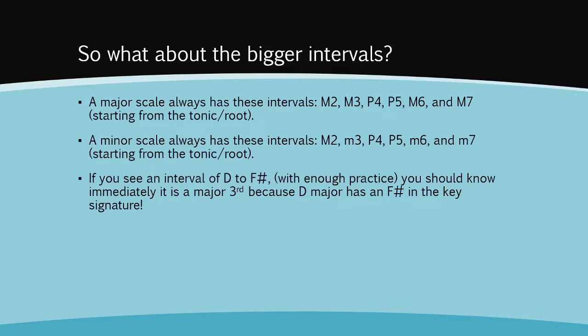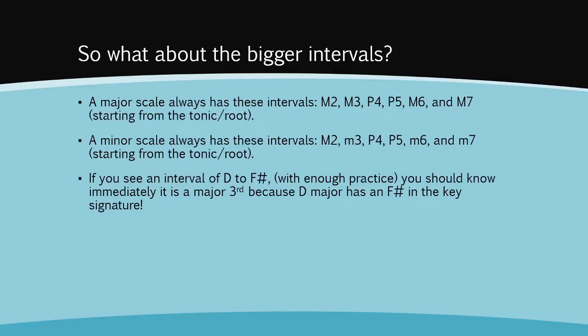Now, if you don't know the order of sharps and order of flats yet, that's fine. If you can't look at a key signature on staff paper and know what key it's in, that's also fine. But that's something you should practice because it'll help you so much with identifying intervals, okay? So if I see a D to F sharp, I just know, well, D major has an F sharp and a C sharp. So because D major has those two sharps, a D to F sharp, that's a major third, right?